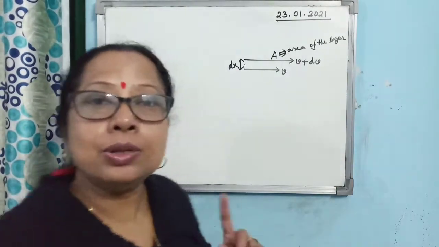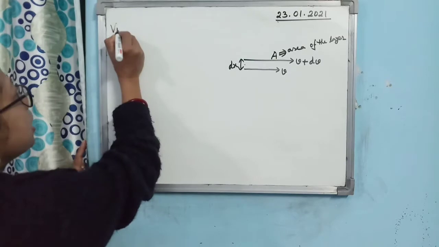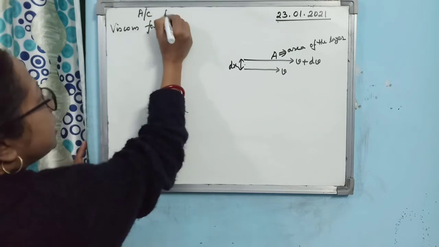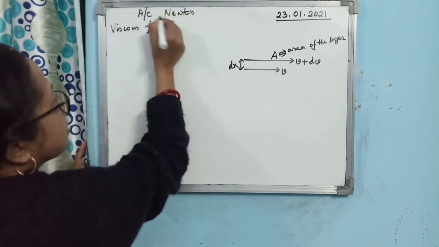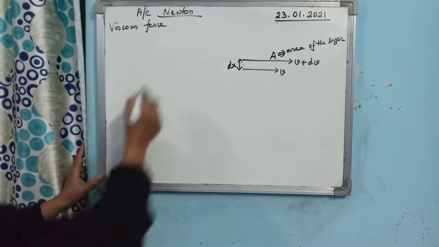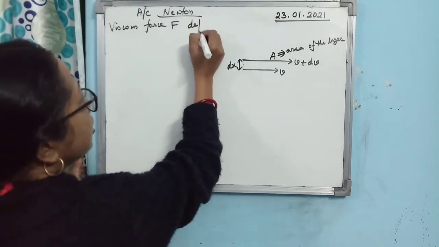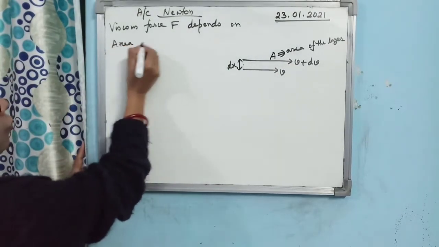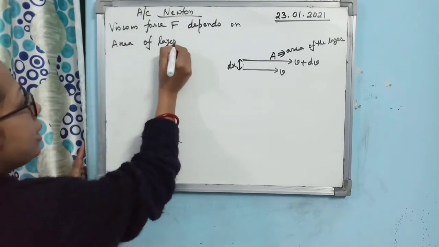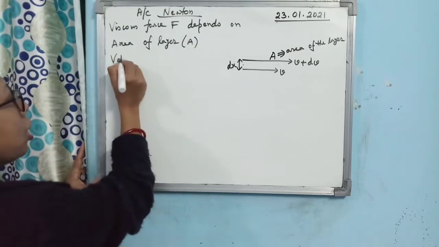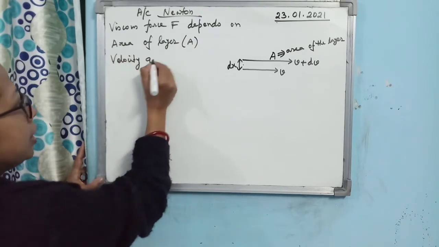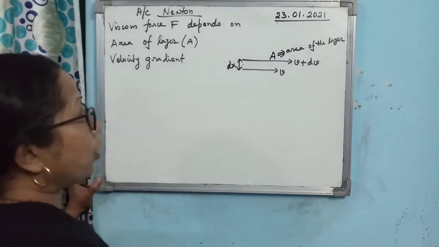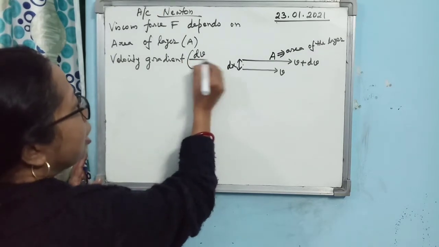Alright. Now, Newton said that viscous force depends on, who has said? According to Newton, our superstar in physics, viscous force depends on two factors. Alright, what are the two factors? It depends on the area of the layer and on the velocity gradient. You know, the change in velocity per unit length perpendicular to its direction is known as the velocity gradient.